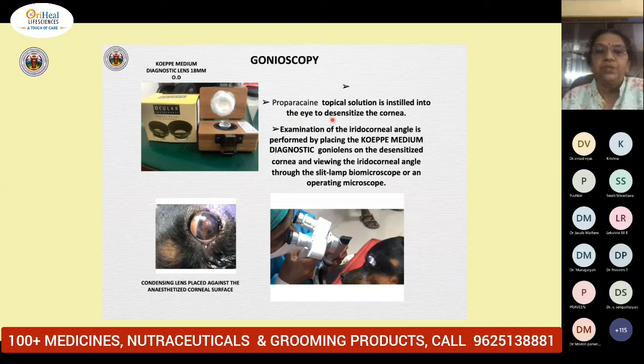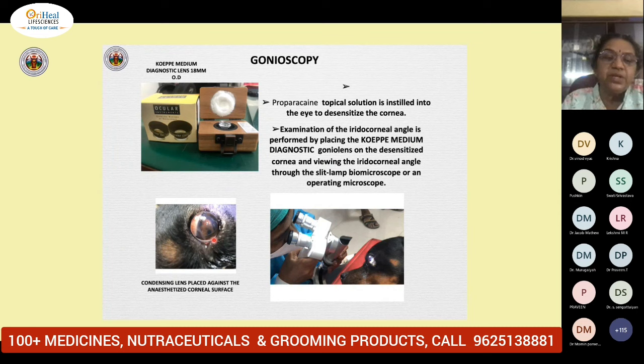Then gonioscopy. Local anesthetic is applied onto the eye to desensitize the cornea, and the iridocorneal angle can be examined with the help of a gonio lens. Normally we use a medium diagnostic gonio lens; according to the size of the eye you should choose the lens. If it is a very large animal, you have to use a larger size, and then view the iridocorneal angle.